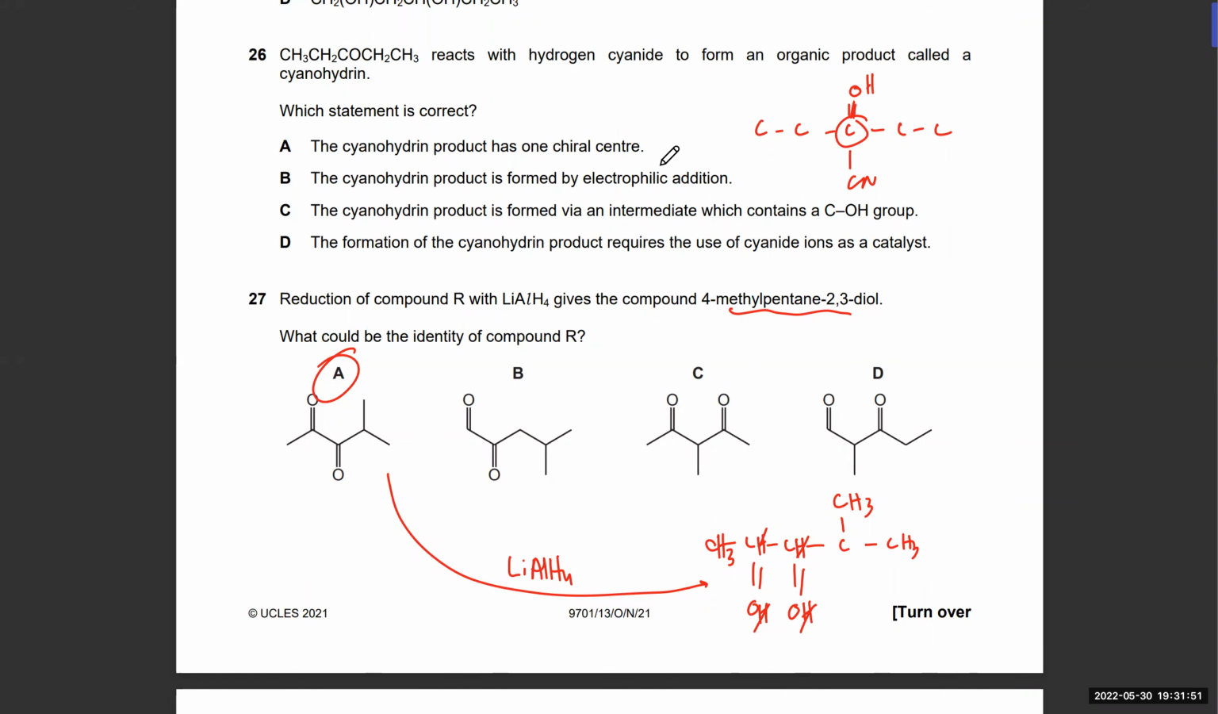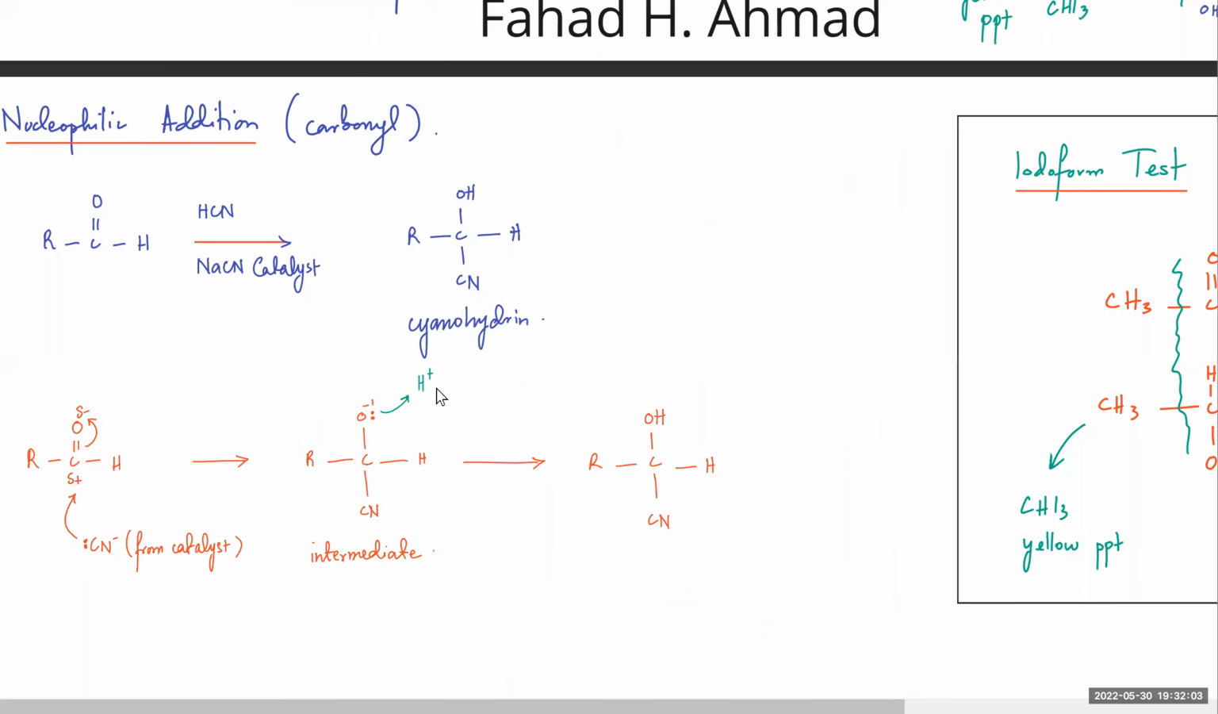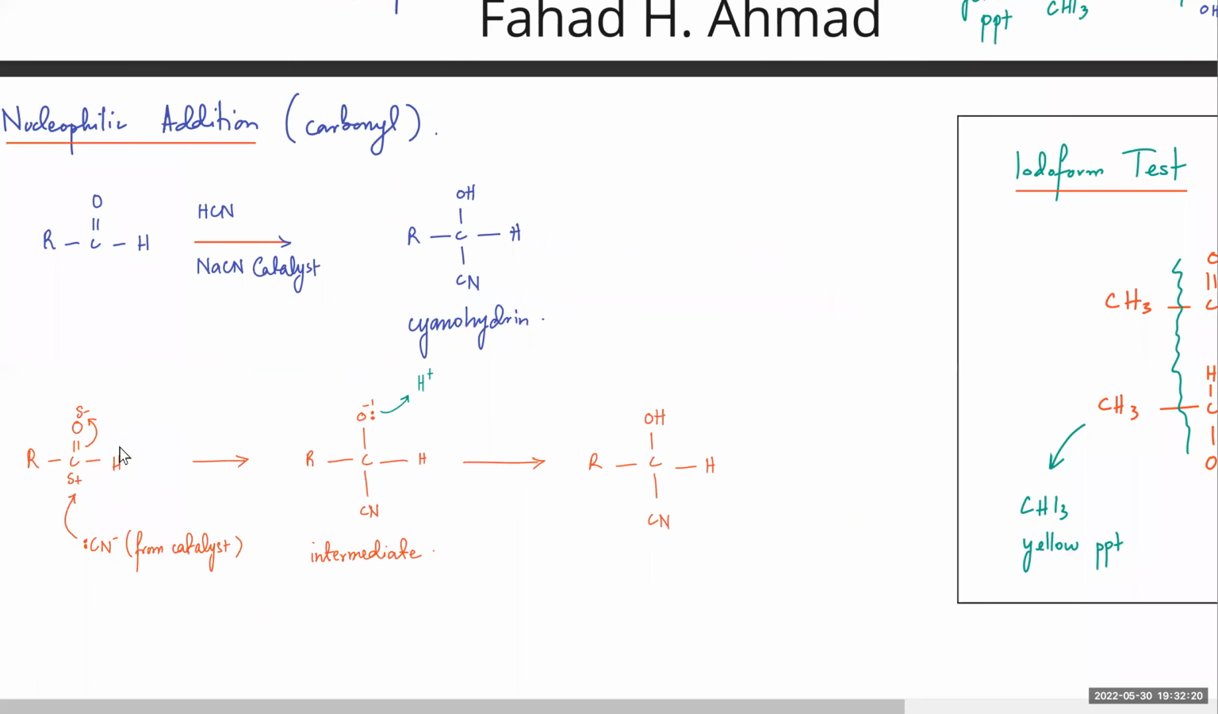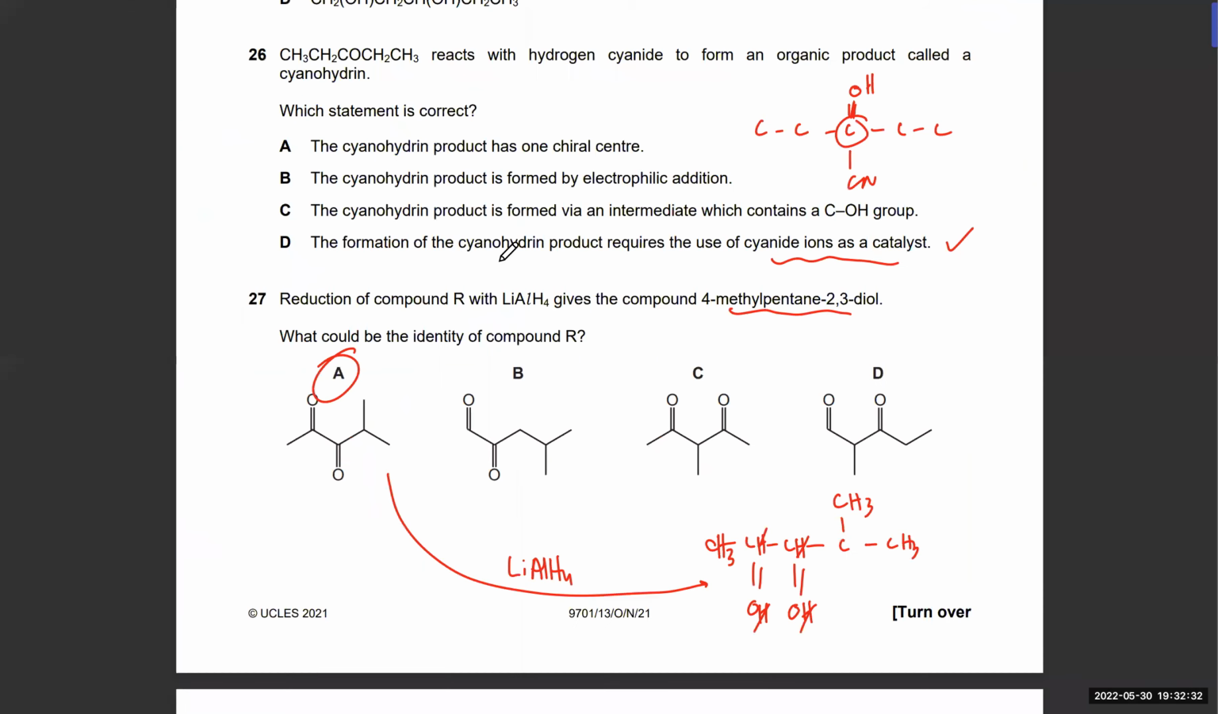The product is formed from electrophilic addition, which is not true. It's nucleophilic addition. The cyanohydrin product is formed by an intermediate which contains a C-OH group. That's also not true, because the intermediate in this case does not have an OH group. The OH group is formed right at the end. So the only one left is that the formation of the cyanohydrin product requires the use of cyanide ion as a catalyst. And that is going to be true, because the starting point is that you add NaCN as a catalyst, which provides the CN ions, which attack the carbon with the partial positive charge. So the last statement is true.